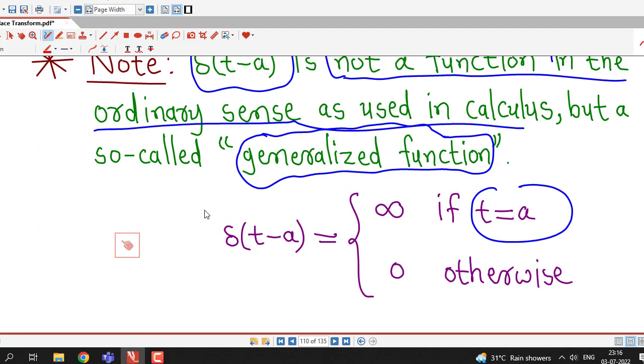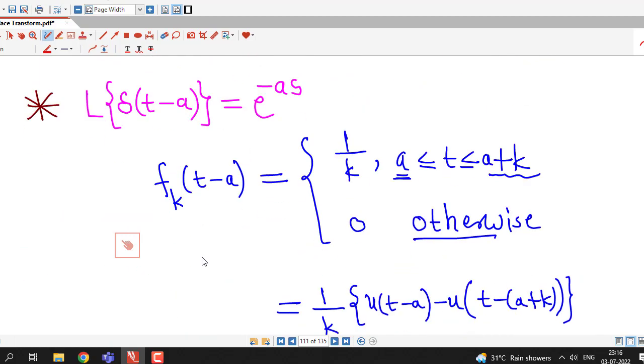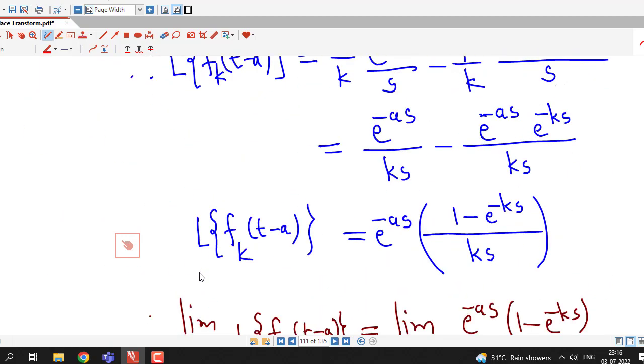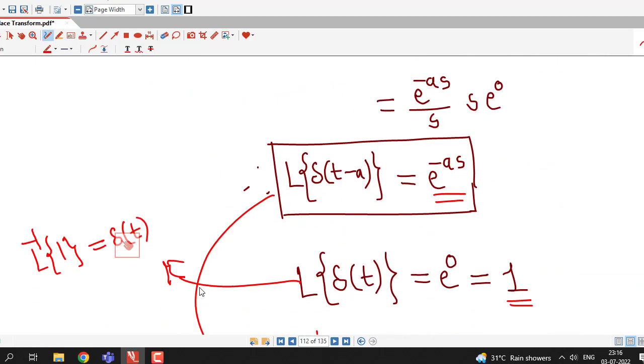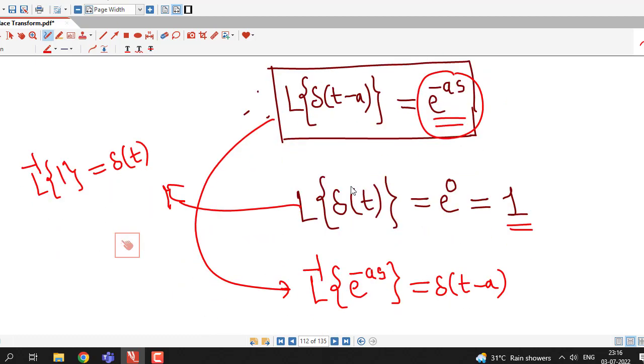So this is all about this session. In this session we have discussed what the Dirac delta function is, and we have obtained the Laplace transform of the Dirac delta function, and it is given by e raised to minus a into s. So this is all about this session.